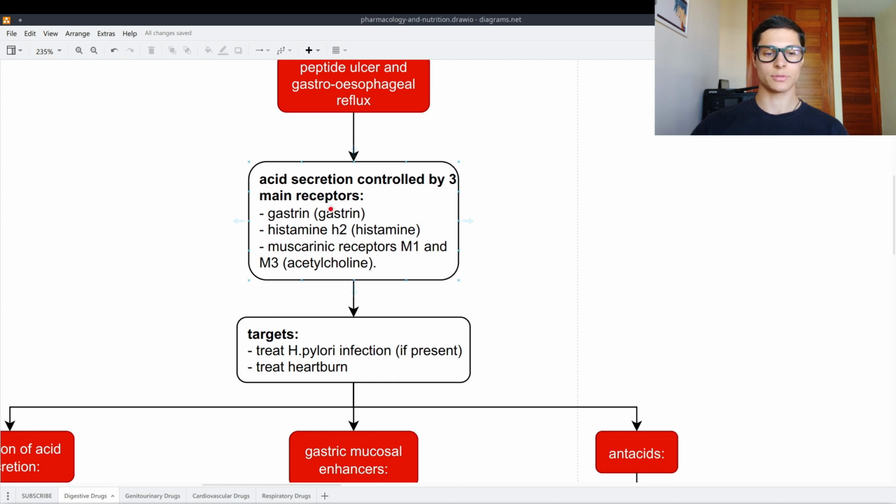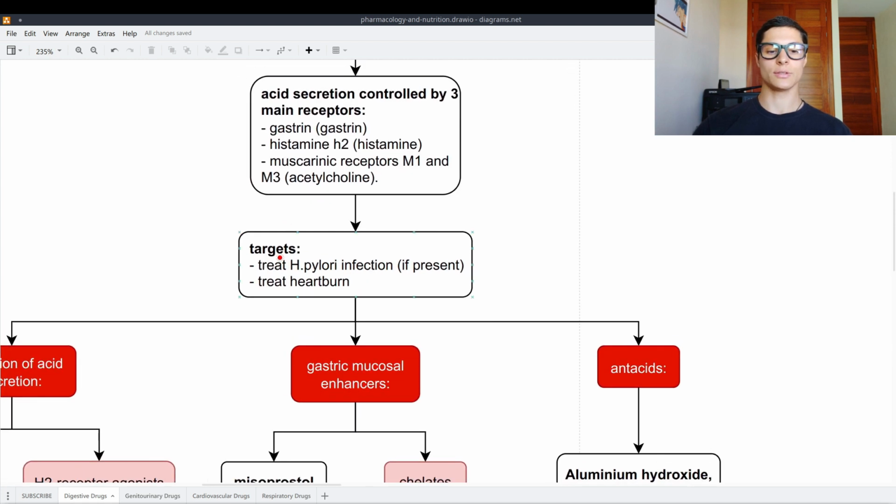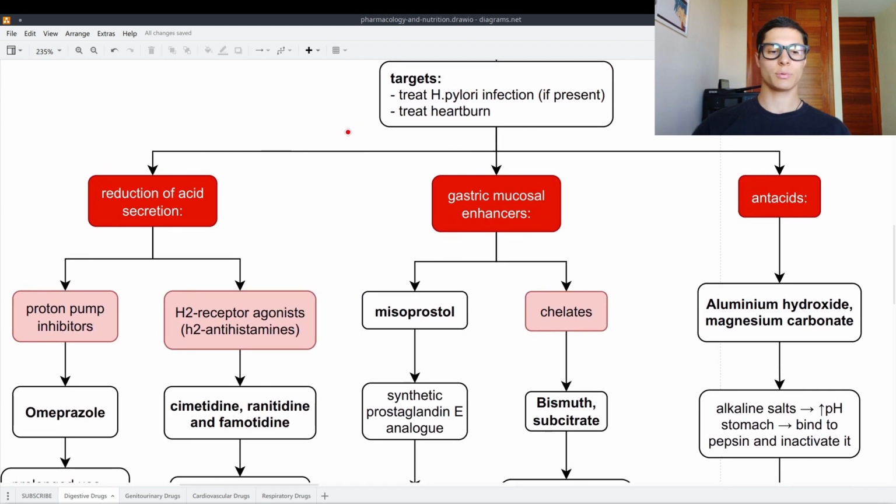We have three receptors. The gastrin receptors that are triggered by gastrin, histamine H2 receptors that are triggered by histamine, muscarinic receptors M1 and M3 that are triggered by acetylcholine. The target here is to treat the Helicobacter pylori infection and treat the heartburn, indeed, the reflux. So we have three things we can do. The reduction of acid secretion, to enhance the gastric mucosa, or the use of antacids.